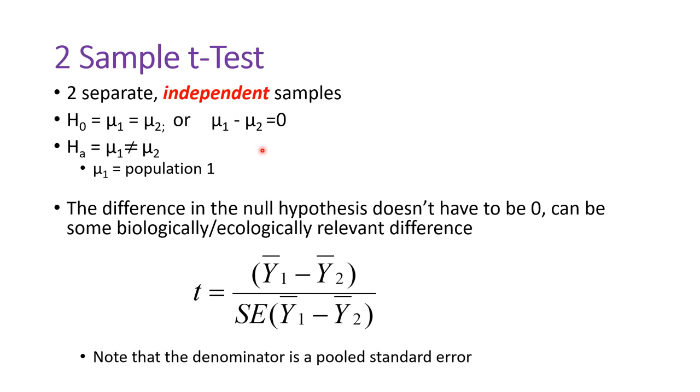The difference in the null hypothesis doesn't have to be 0. It can be some biologically relevant difference. Again, similar to a one-sample t-test, if we have a value that has some scientific relevance, we can test for that difference. Okay. The t ratio, or the t statistic, is determined by the difference in the means divided by the pooled standard error of the two means. Okay. And so again, the denominator is the pooled standard error. The numerator is just the mean of one population minus the mean of the next population.